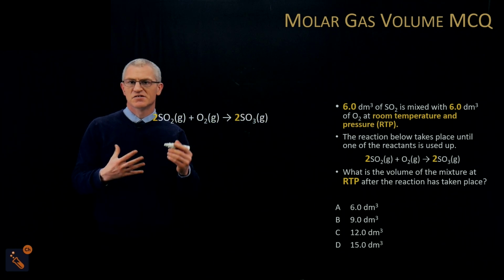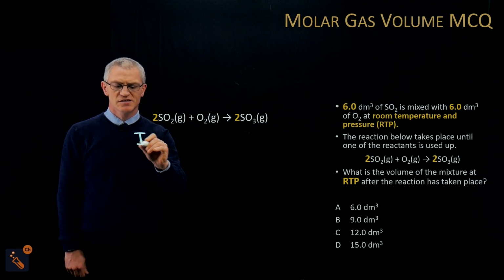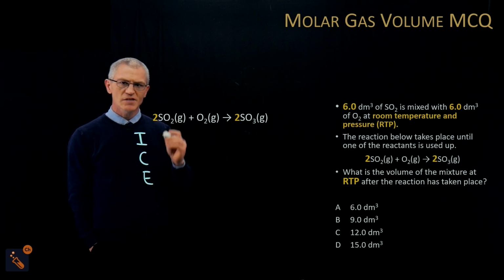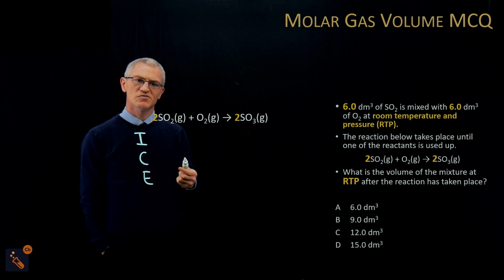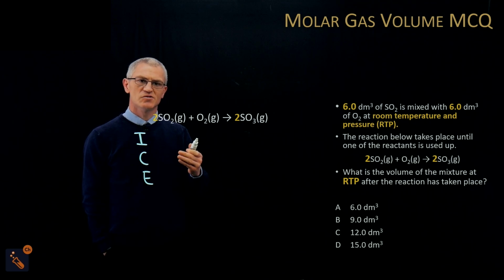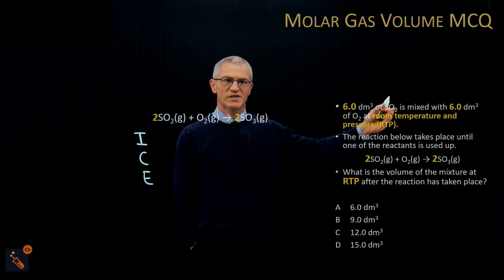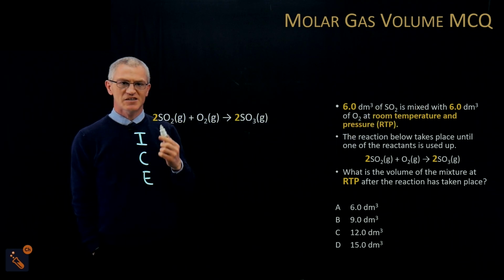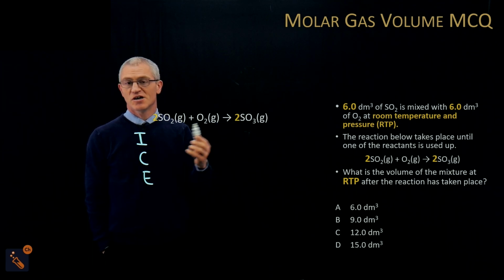Now, there's a method that works quite well, and it's used in equilibrium as well. This method is ICE. I stands for your initial. What's important is that this is at room temperature and pressure. So if it has the same volume, it has the same number of moles. So 6 decimeters cubed of SO2 has the same number of moles as 6 decimeters cubed of oxygen.